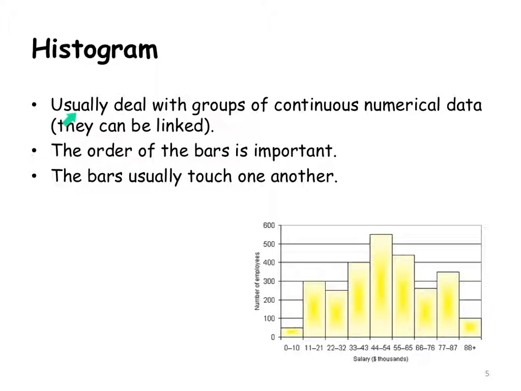Histogram is slightly different in that it usually deals with groups of continuous numerical data. So the salary of people in thousands of dollars, the number of employees who have between 0 and 10 is, let's say, 50, 11 to 21, 300. You can't suddenly put 44 and 50 to 54 somewhere here. There's a clear order that the numeric information on the x-axis also needs to go. And they are joined to each other. After 10 comes 11. After 21 comes 22. And because of that, they touch. And the order of those bars is important.